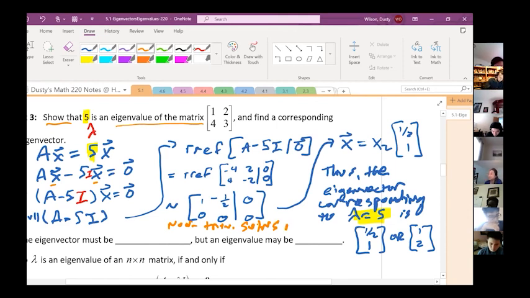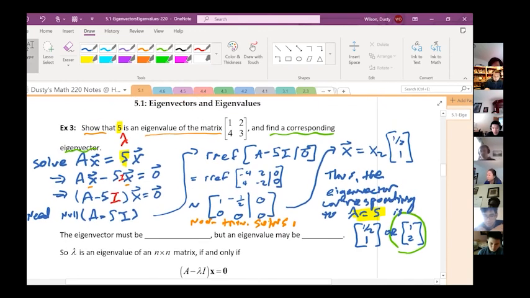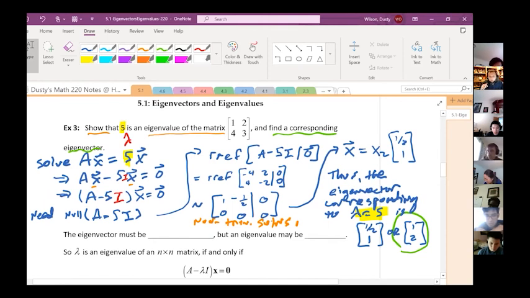Okay, and then the second part said, find a corresponding eigenvector, and we've done that here. So from Gerald and from Dibbs, we can have infinite eigenvectors. How can we multiply by 2 at the end? Won't that mean that the lambda will change? Nope. The lambda is the same for all of these.